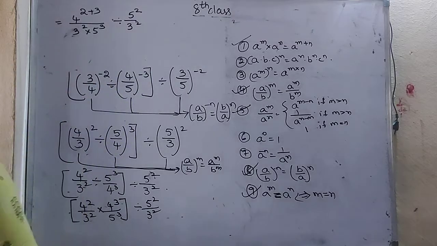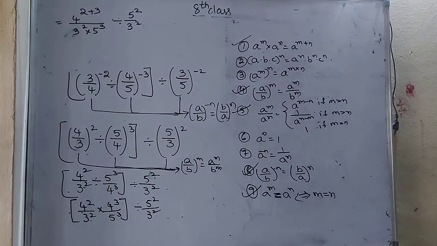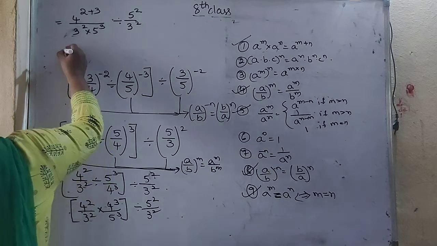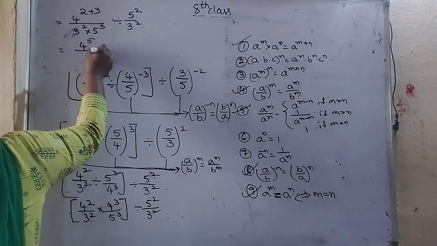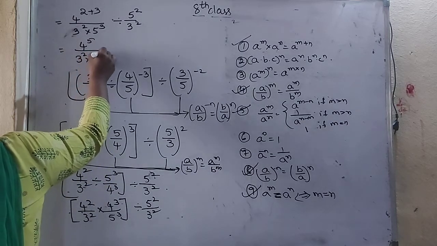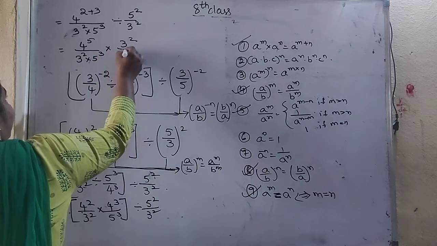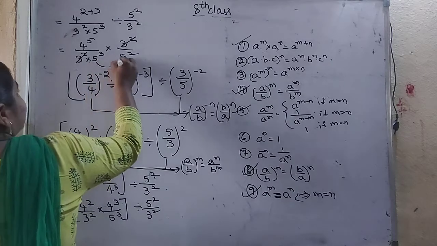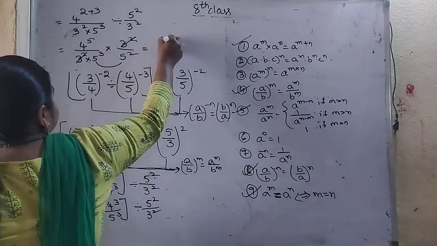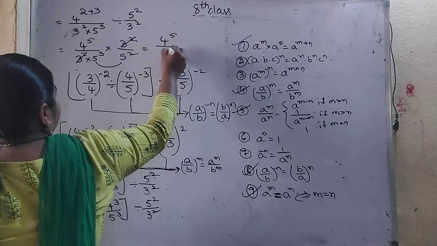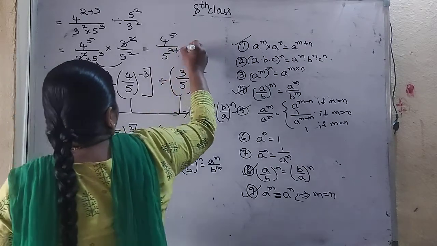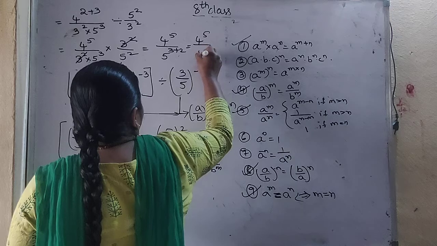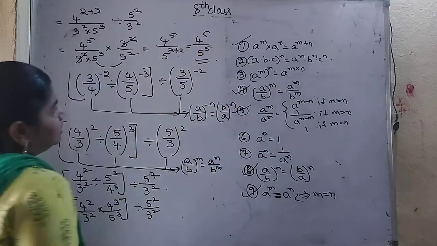Again these two are rational numbers. How to divide two rational numbers? Division will be converted into multiplication and the second term will be reciprocal. So 4 power 5 by 3 square into 5 cube into 3 square by 5 square. 3 square will get cancelled. Both bases are equal, you can add the powers here, that is 4 power 5 by 5 power 3 plus 2. That will be equal to 4 power 5 by 5 power 5, which is our answer.